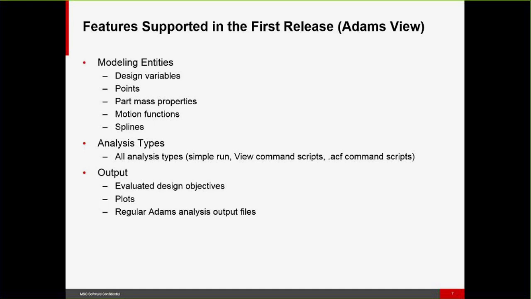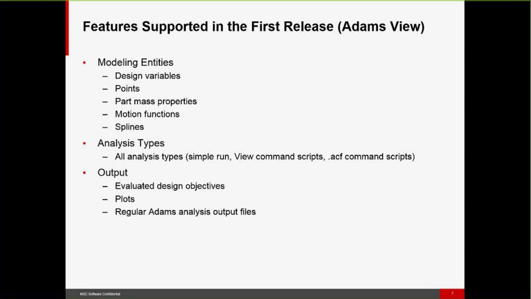Plots through a plot configuration file. I'll show that coming up. So the Excel will do the plotting based on what's in the plot configuration file for Adams, which output channels you want to plot. And then all the regular Adams analysis output files are still there as well.